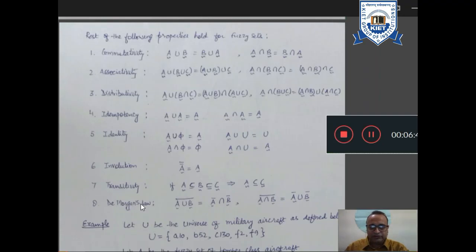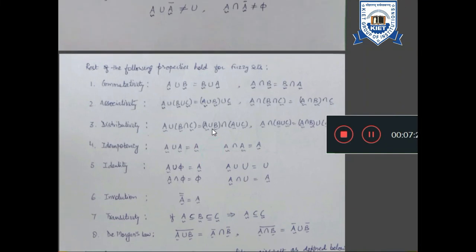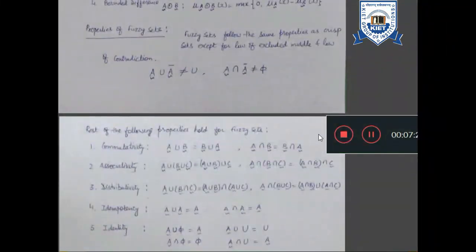Then De Morgan's law also holds for the fuzzy set, where the complement of the union of fuzzy sets A and B will be the intersection of A's complement and B's complement of the fuzzy sets. Similarly, we can say that the complement of the intersection of two fuzzy sets will be the union of their complements, right? So here we are seeing that all the properties which were applicable to the classical set are also applicable to the fuzzy set, except the law of excluded middle and the law of contradiction, right?